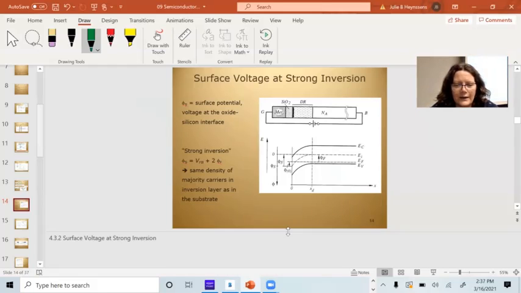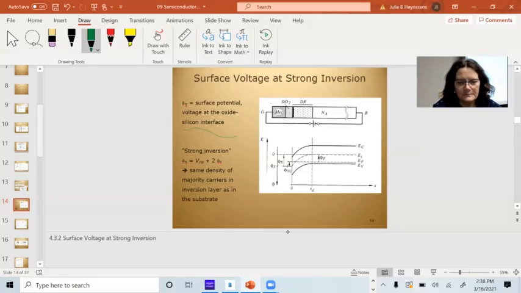Now, phi s is the surface, and we talked about this in the last class. It's that one slide that will help explain all the bands in it. Phi s is the surface potential voltage at the oxide silicon interface. So it's a function of what materials you're using, which oxide and which semiconductor you're using. That is going to determine phi s. You don't have a lot of control over that. They're going to tell you what oxide to use because you need a higher COX.